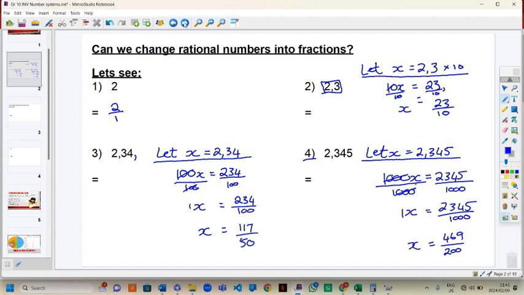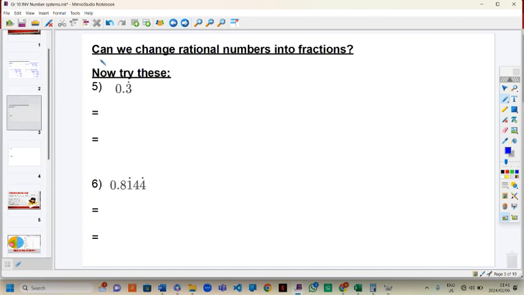Alright, now let's see if we can do this. Can we change recurring decimals into fractions? So here's a recurring decimal. Now what's different here? What does this mean? What does this little dot on the top of the 3 mean?